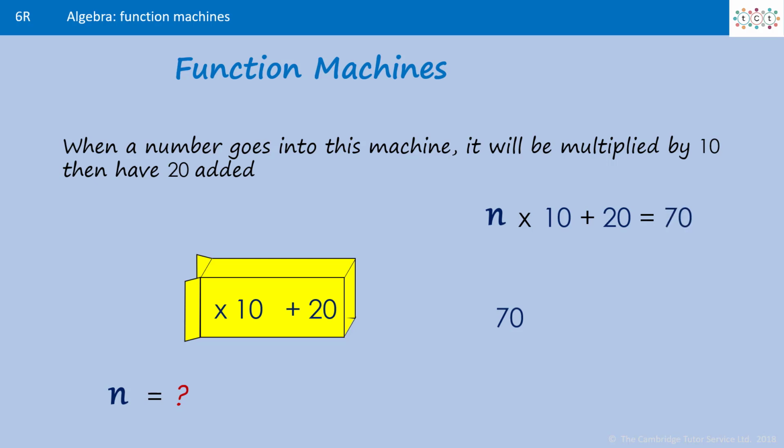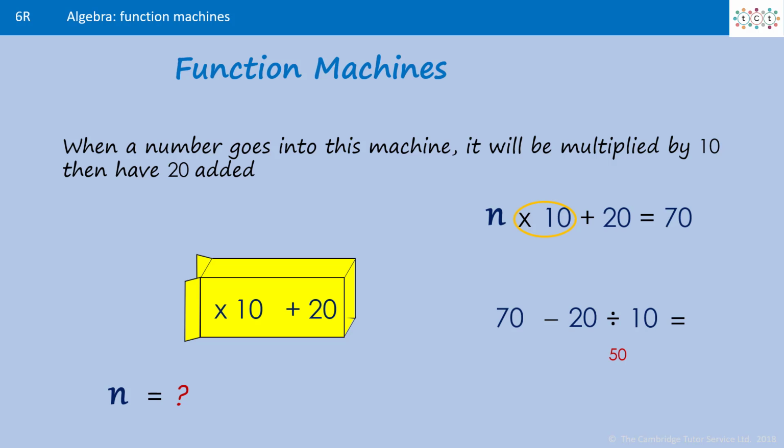Starting with 70, we added 20 to something to get 70, so we're going to take that 20 away. 70 take away 20 gives us 50. We haven't got to the answer yet, so now we look back at the calculation and say, to get to that 50 we multiplied something by 10, and if we divide 50 by 10 that'll take us back to the n that we had to multiply by 10.